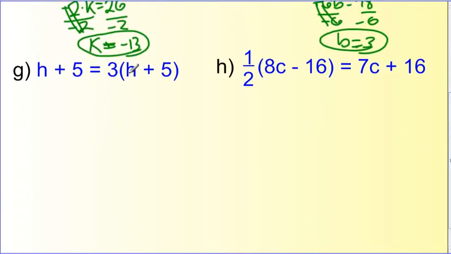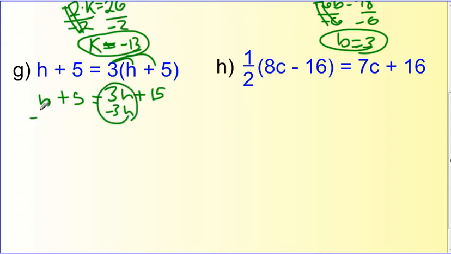All right, letter G. I do have parentheses. Distribute. 3h here, 15 there, equals h plus 5 there. All right, do not have like terms on either side. I can't combine any of this stuff. I do have the same variable on both sides, so get rid of this one. We get negative 2h plus 5 equals 15.